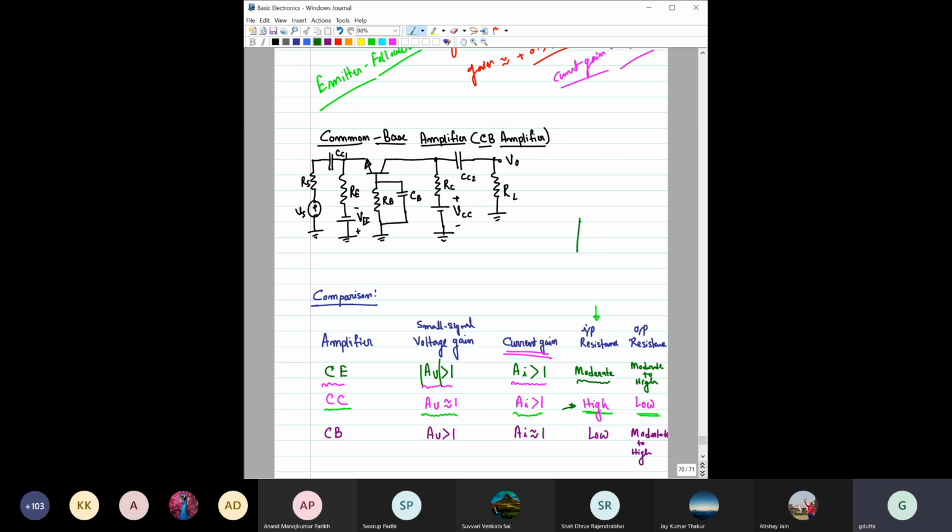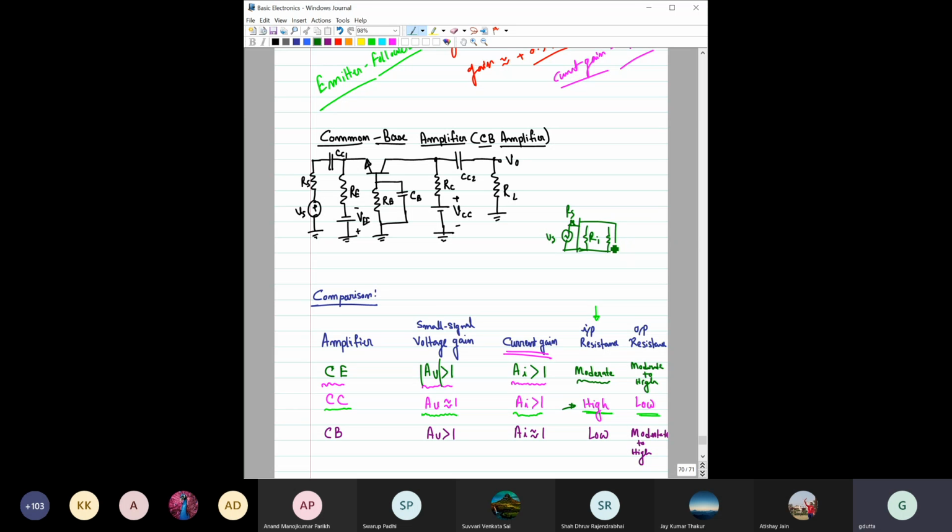One of the applications I told you: if you have a very high impedance on the input side, then whatever VS you have connected, the entire VS would fall across this input resistance, meaning the total VS would be taken by this. Less drop would occur across this RS, the resistance associated with the source, right? So that way, very high input resistance is good.